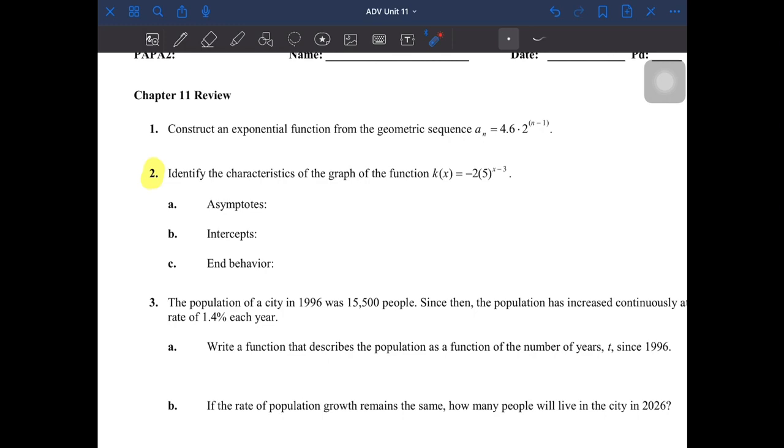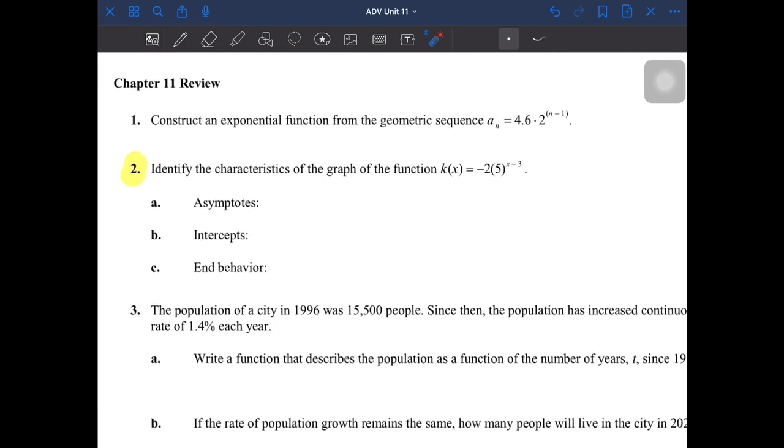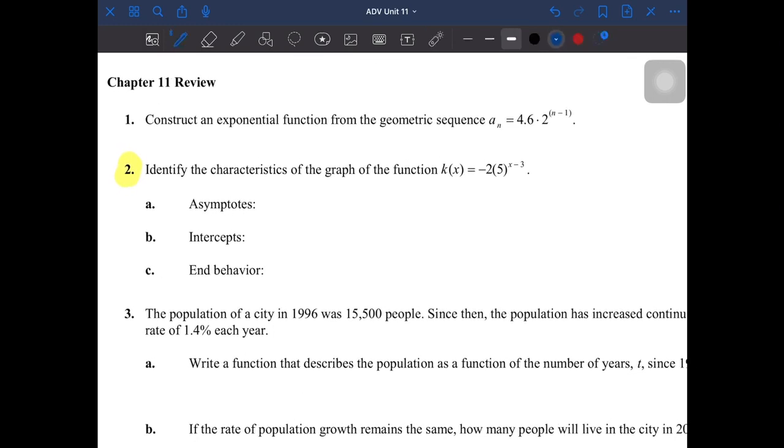The very first thing that I would do here is maybe do your transformation table, okay? So the very first thing that we need to do is the parent function, so k of x, okay? When you use your points, always use -1, 0, and 1. It just makes things so much easier.